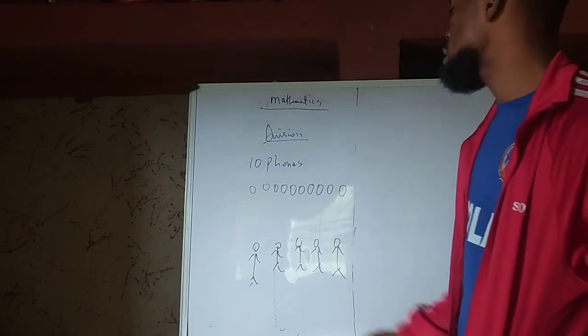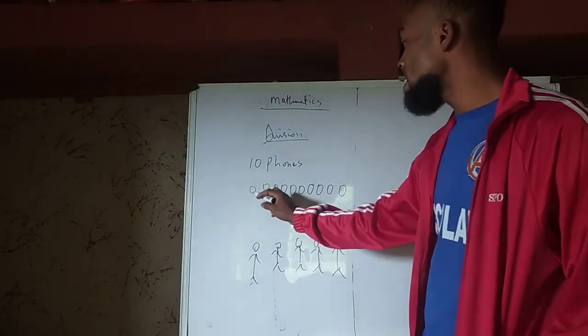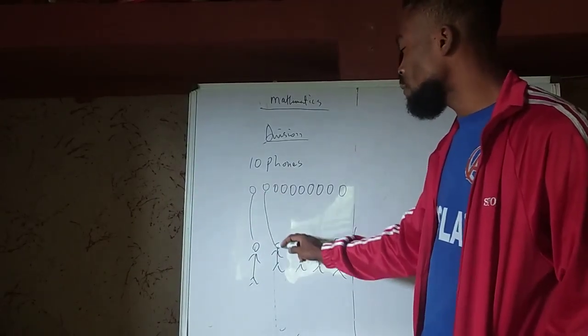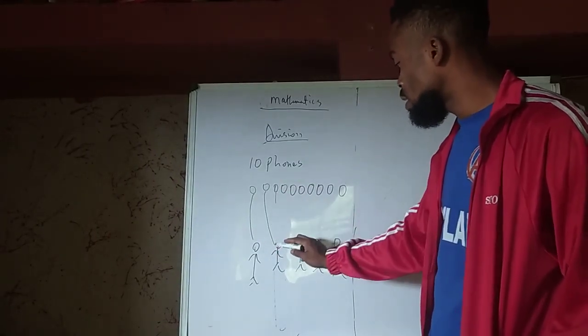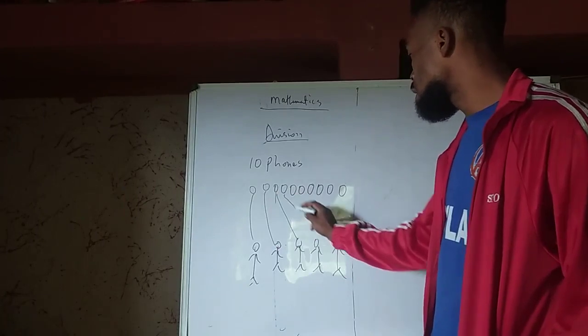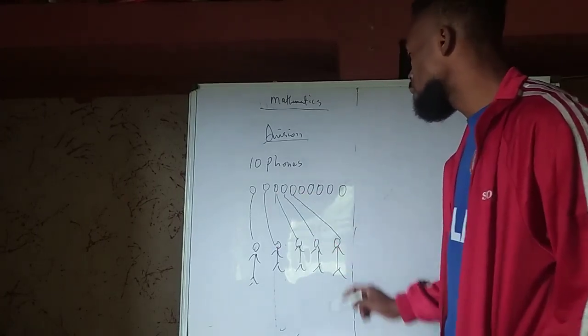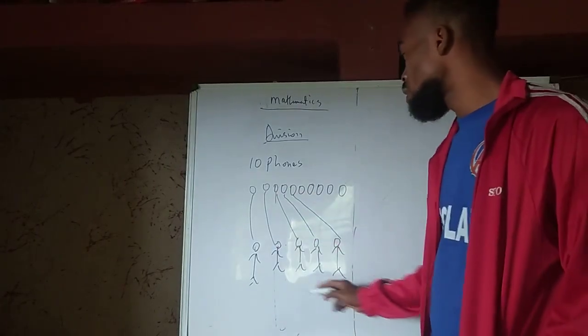So you see these are the 5 guys. If I give this guy 1, I'll give this guy 1, this guy 1, this guy 1, this guy 1. So each of them has 1 each now.